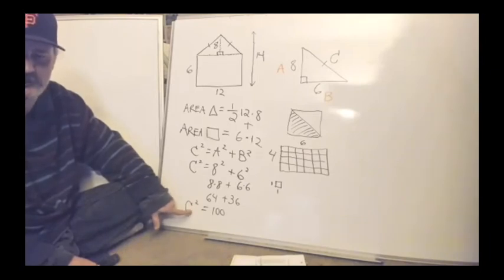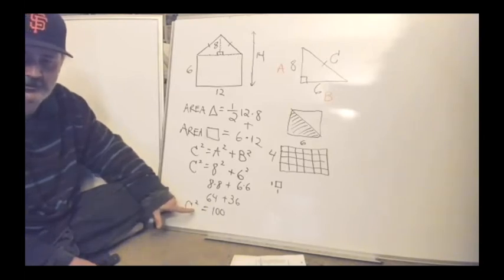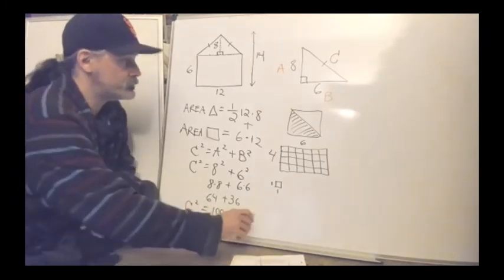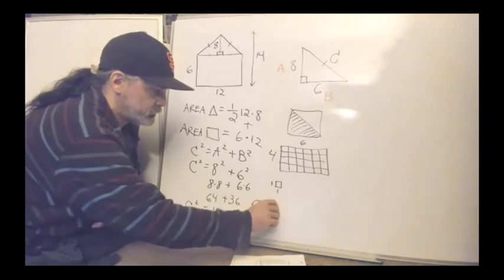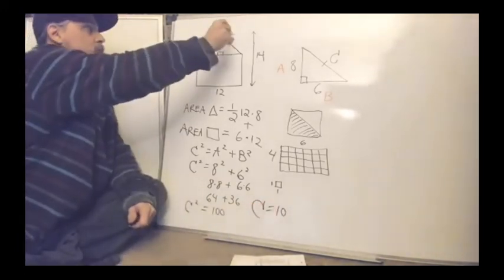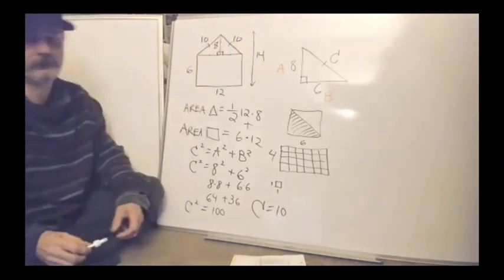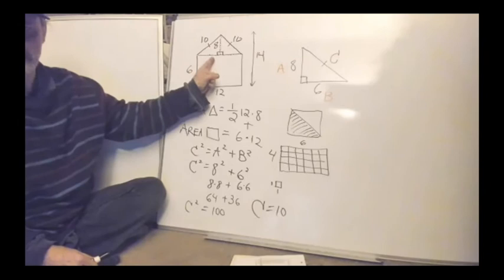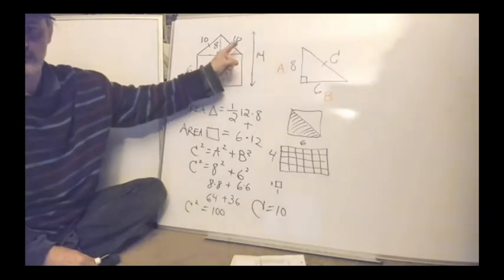And this means what times itself is 100. What number multiplied by itself is 100? That's what that's asking. And what does that mean? That means 10 times 10. So C is 10. So now we know those two sides are 10. And now you can find the perimeter of the triangle. The bottom side is 12 plus the 2 10s.